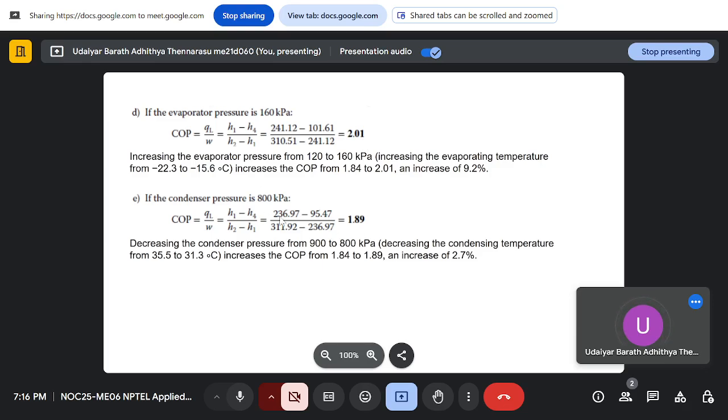So finding out H2 and H4: H2 is 311.92 and H4 is 95.47. Substituting, this COP is 1.89. So if you see, your COP has increased a little, by 2.7%, but this has reduced your condensing temperature from 35.5 to 31.3.